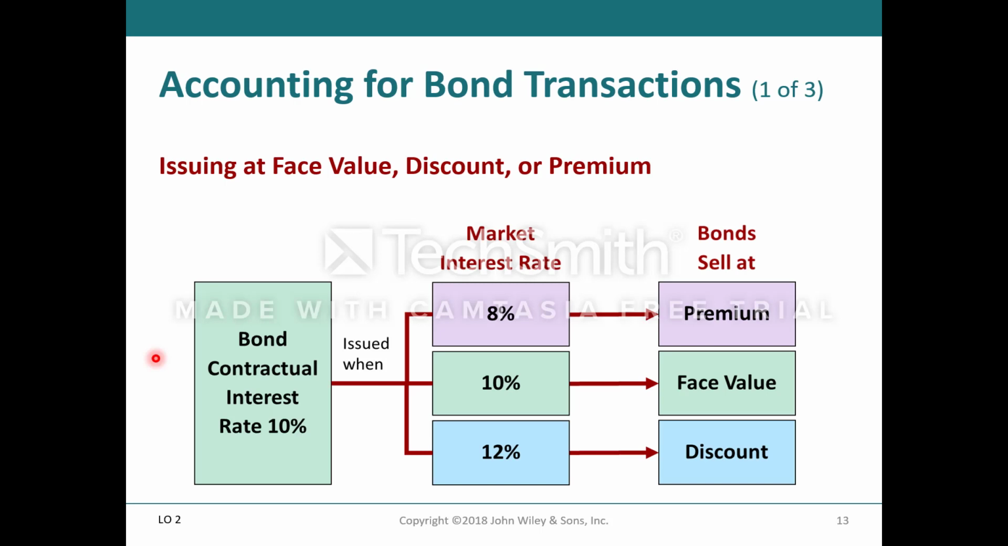So the bond contractual interest rate is 10% when issued. Then the market interest rate was 8%, 10%, and 12%. In the case where the market interest rate was 8%, the bonds were selling at a premium because you're getting 10% rate bonds at 8%. When it's 10%, it's considered face value because it's exactly what the bond contractual interest rate is stated as. And when it's 12%, it's selling at a discount. So they're receiving 12% market interest rate bonds at 10%.